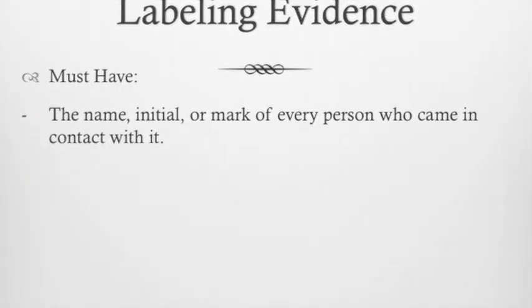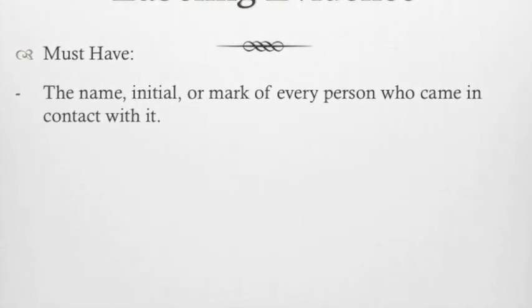To label evidence, each piece must have the name, initial, or mark of every person who came in contact with it.